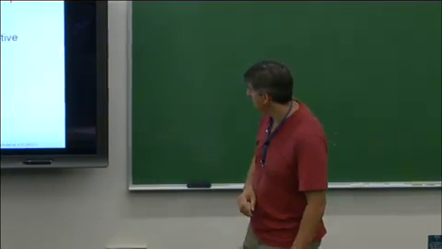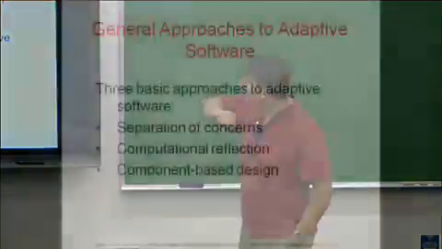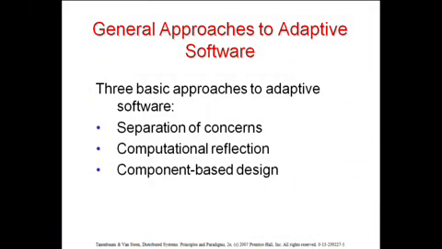All right, so some of the approaches, and again, it's a way to be systematic about how you talk about this, but these are basically just fancy words ultimately, and you can do many variations on top of this, are separation of concerns, computational reflection, and component-based design. So the easiest one is component-based design. So why do we even do component-based design?